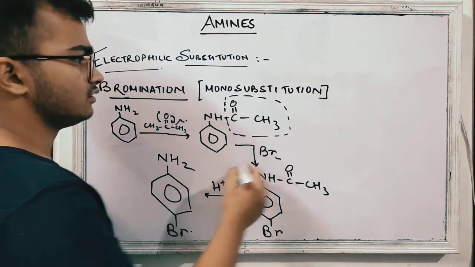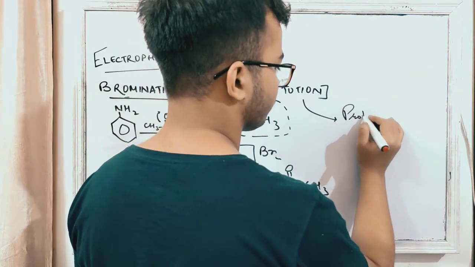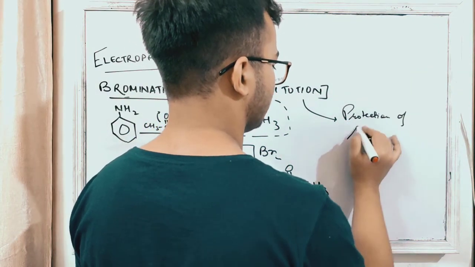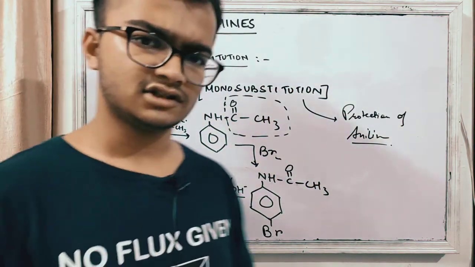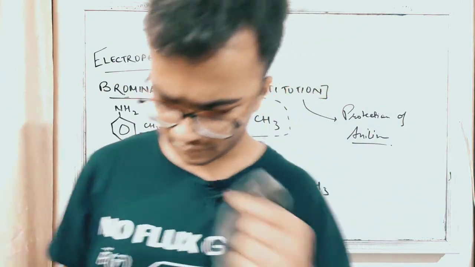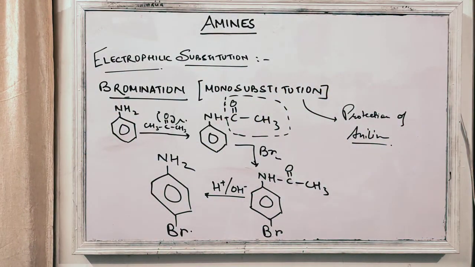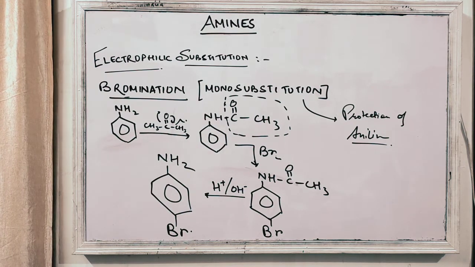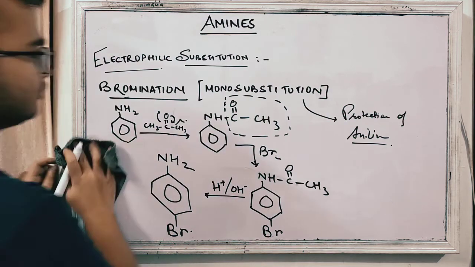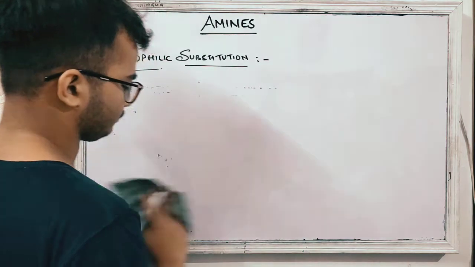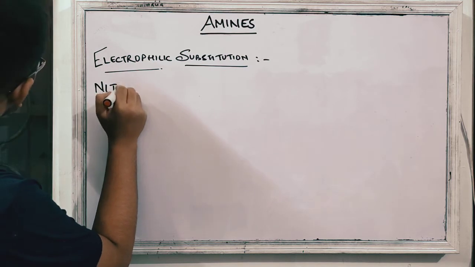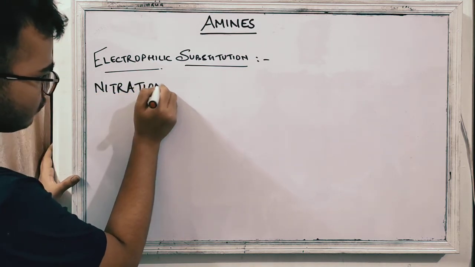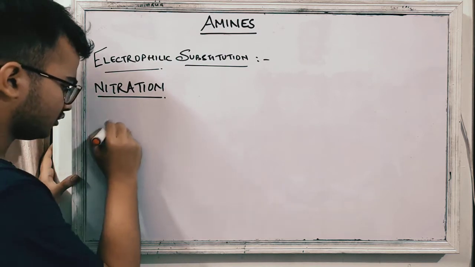So, this process is called the protection of aniline. Clear? Now, the same thing you have for the nitration of aniline. Please copy it down. I am giving it. Done. So, let us see about the nitration. So, nitration. So, this is my aniline.